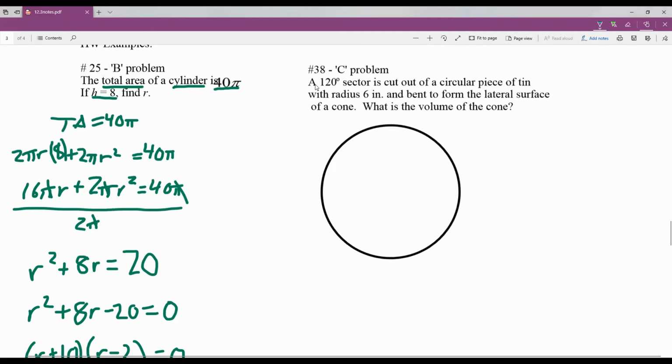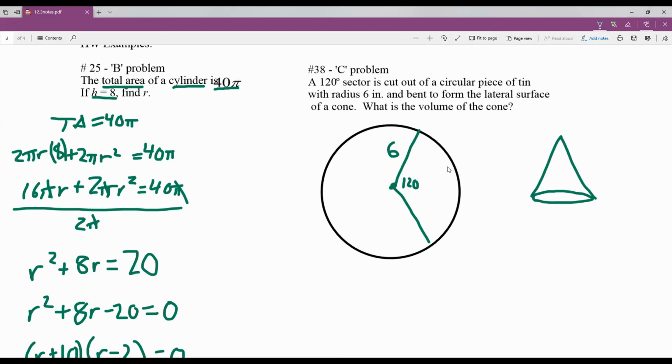So for 38 here, we are given that a 120-degree sector is cut out of a circular piece of tin. So I'm just going to do this. It's going to be a pretty big sector here. We're just going to say this is 120 degrees, with the radius 6. So here we go, 6 radius, and bent to form the lateral surface of a cone. What is the volume of the cone? So basically what they're saying is we're going to take this portion, we're going to cut it out, and we are going to turn it into a cone.